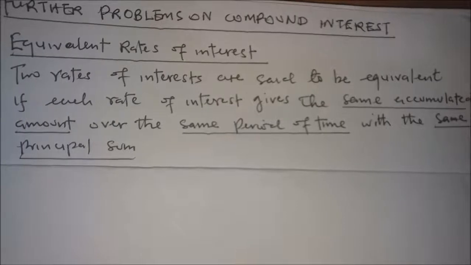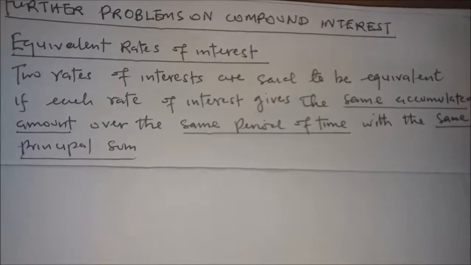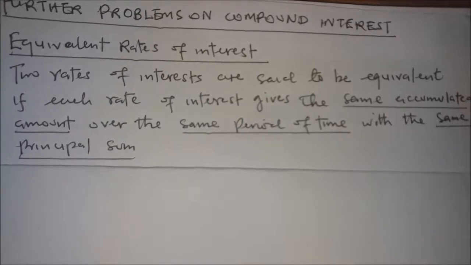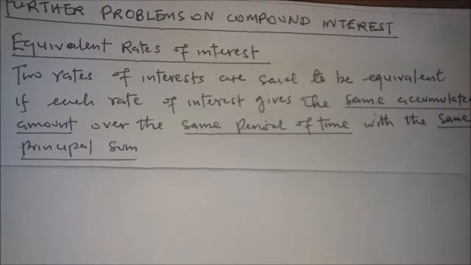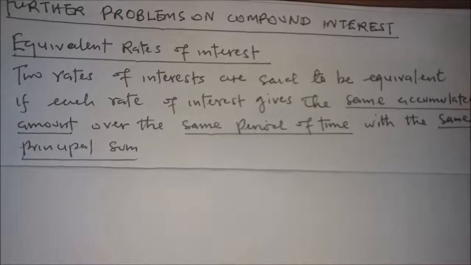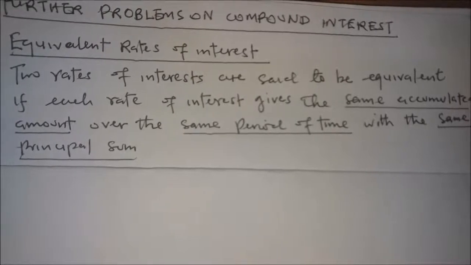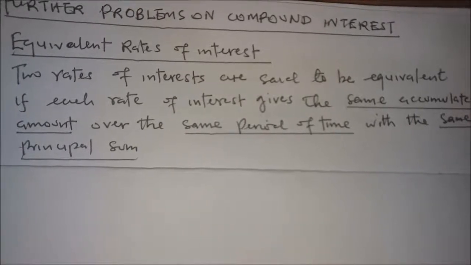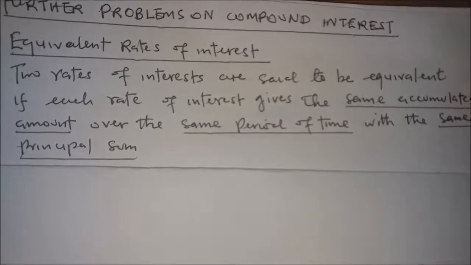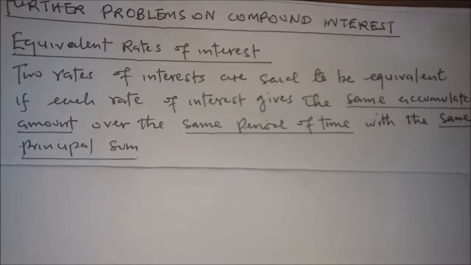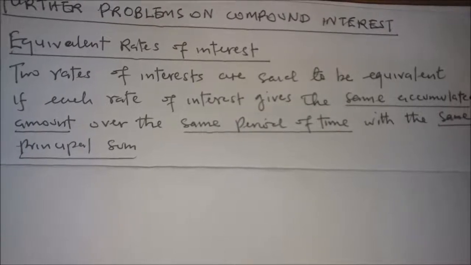You have two rates of interest, you have the same principal sum, and you are treating the rates of interest over the same period of time, say 1 year. If you end up with the same accumulated amount in each case, then the rates of interest are said to be equivalent.